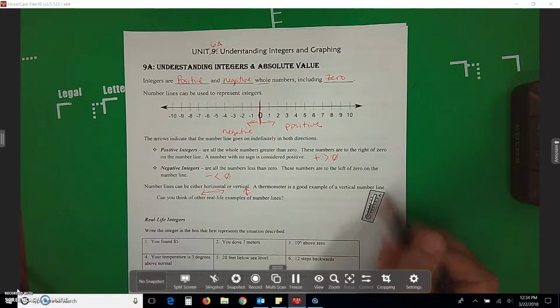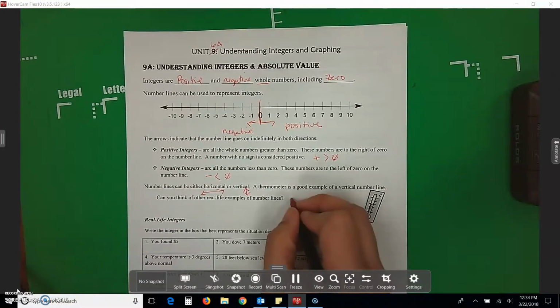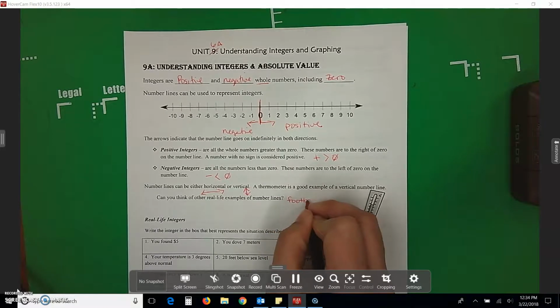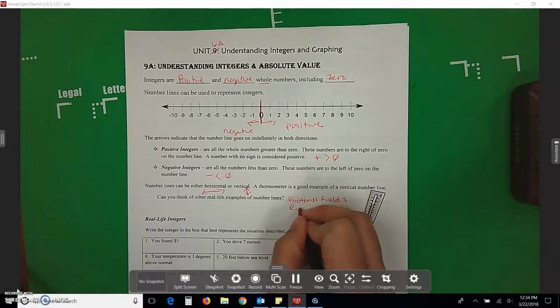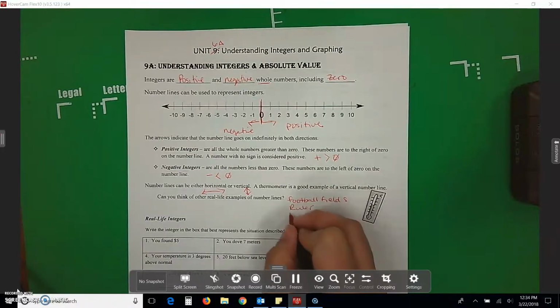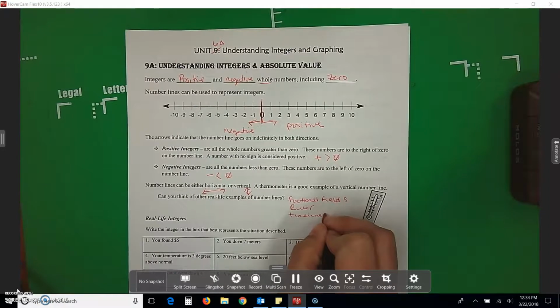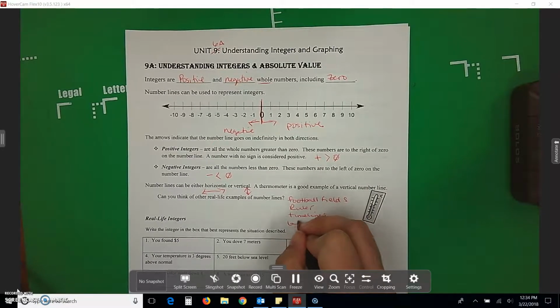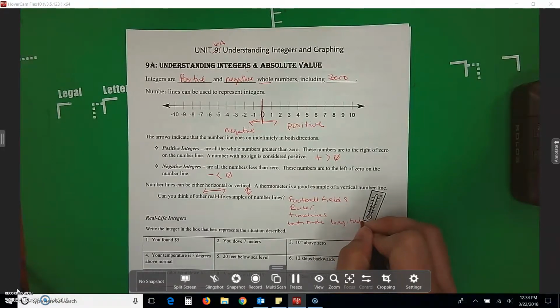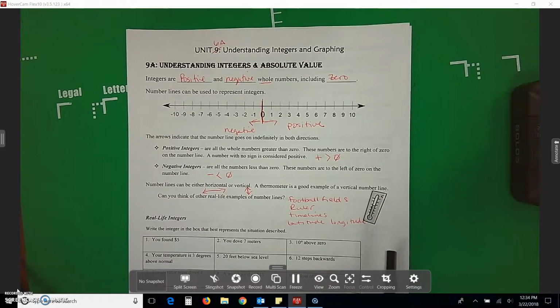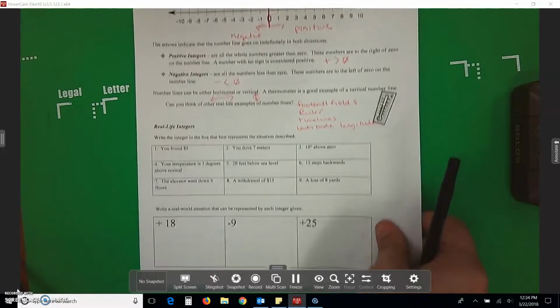So a thermometer is a vertical one. Other real-life examples, we have football fields. We have a ruler. Timelines, and latitude and longitude, which you see on a globe and should be learning about in social studies. Okay, so let's look at this and find out our examples.